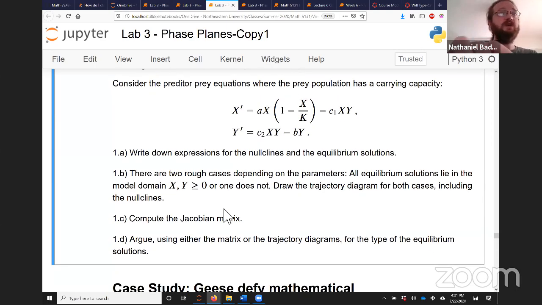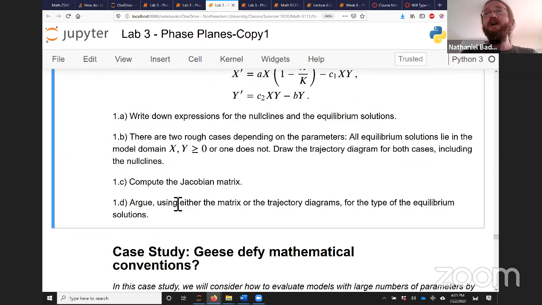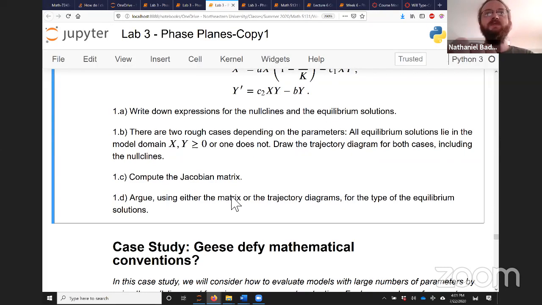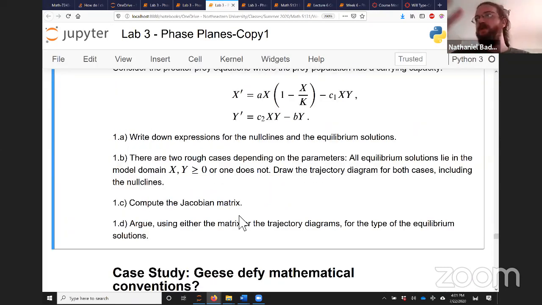Compute the Jacobian matrix. I just want to see the Jacobian matrix. You don't have to compute it at the equilibrium points. And then the final thing is I'd like you to argue, either using the matrix or the trajectory diagrams or a combination of both, what the equilibrium types for the solutions are in each case. So you can either compute it and find the stability explicitly, or you can argue using the trajectory diagrams.